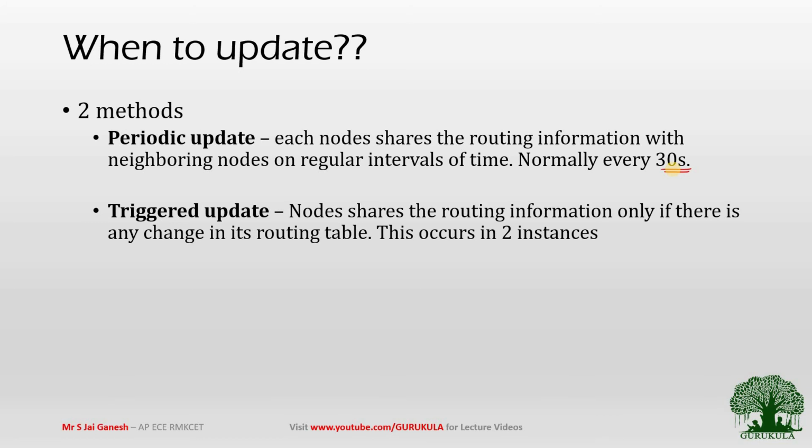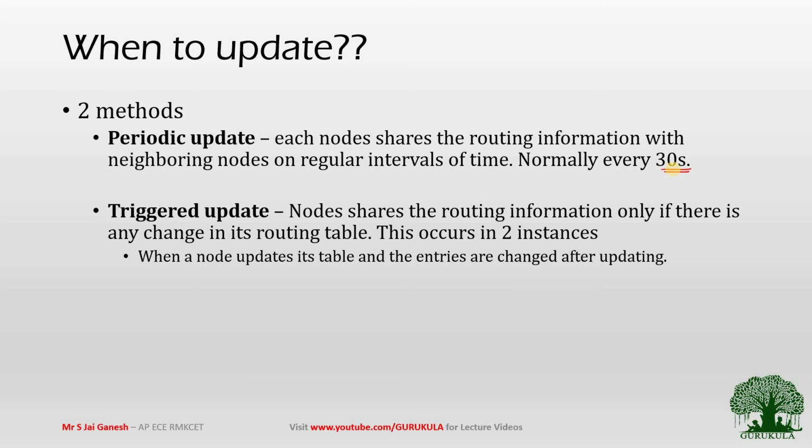In case there is any change, the node will be sending its information to the neighboring nodes. Otherwise, it will not be sending its routing table. So this can appear in two instances: when a node updates its table and entries are changed after updating.